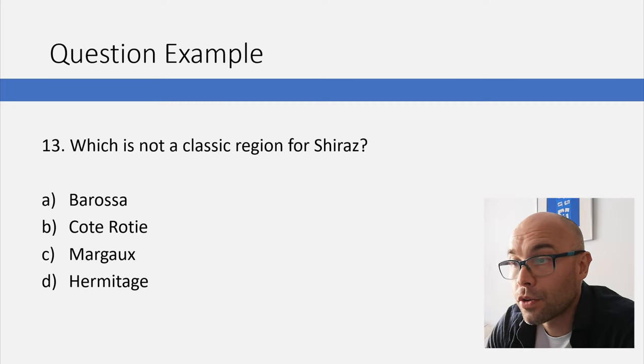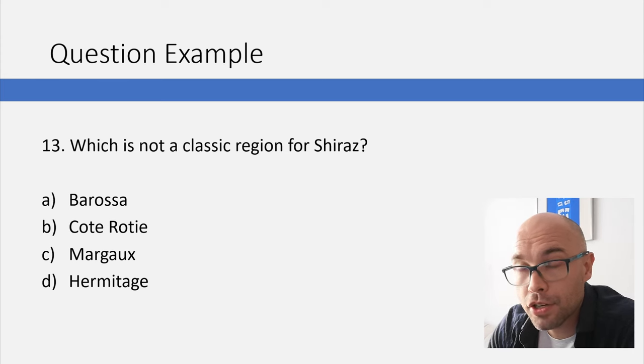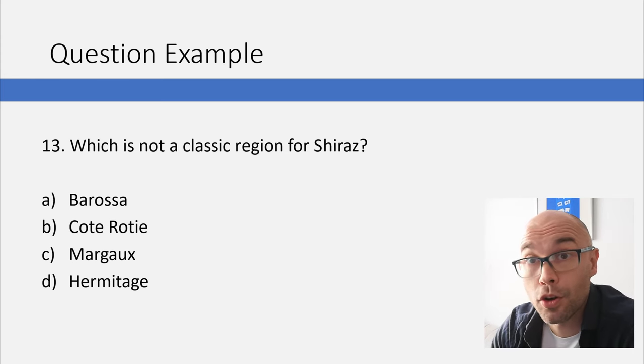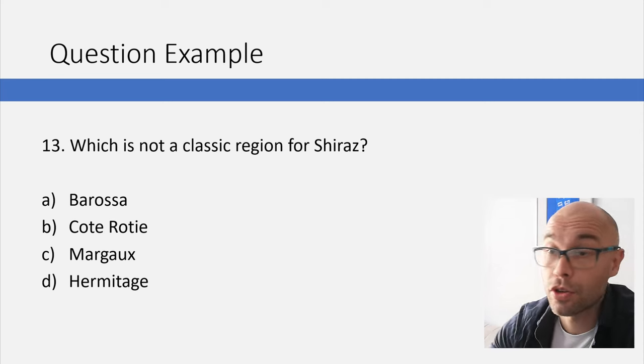Which is not a classic region for Shiraz? Barossa, Côte Rôtie, Margaux, Hermitage. The correct answer is C, Margaux. It's located in the region of Bordeaux.